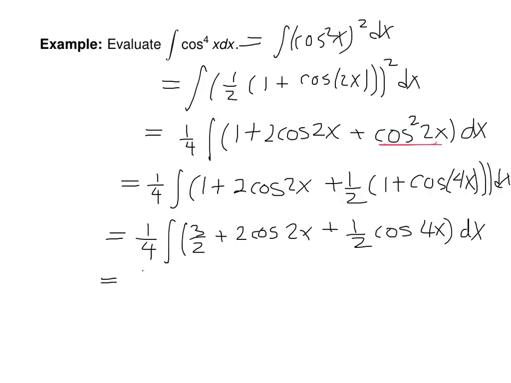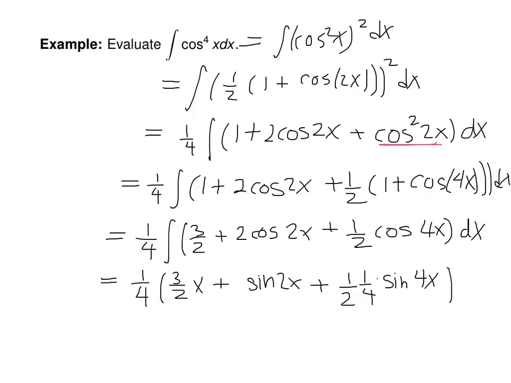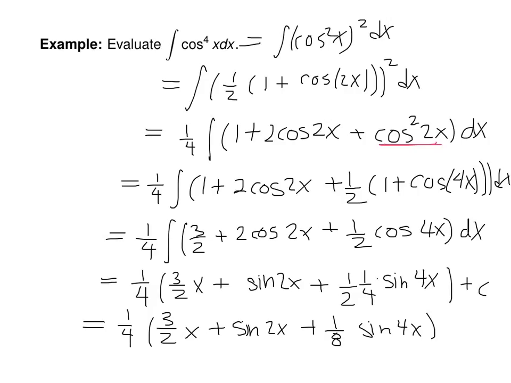So the antiderivative of 3/2 is 3/2 x. The antiderivative of cosine is sine, so let's just check and see, does sine of 2x work? Sine of 2x's derivative is cosine of 2x times 2, so that checks out. Plus 1/2 sine of 4x times 1/4, plus c, or 1/4 times 3/2 x plus sine of 2x plus 1/8 sine of 4x plus c.